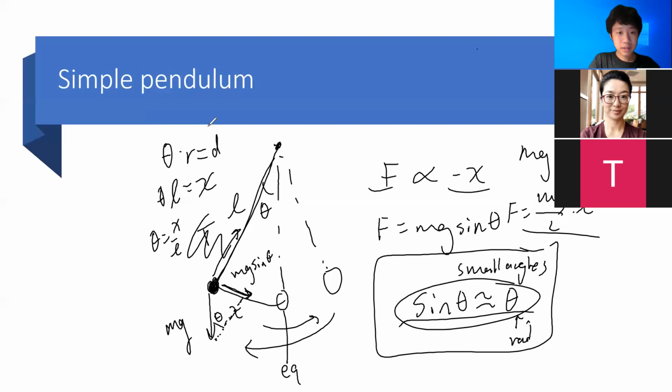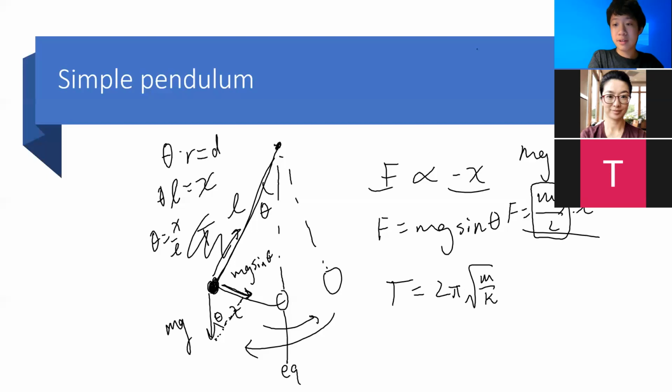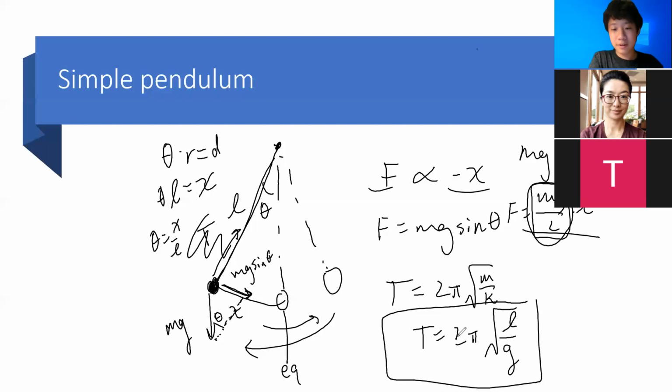All right, so here we can assume that mg over L could be like the k value, right? So we can use this to find the period of the swing of the pendulum, because we know that period is 2 pi the square root of m over k. K in this case is mg over L. So T is equal to 2 pi square root of L over g. And this is the formula for the period of a simple pendulum.